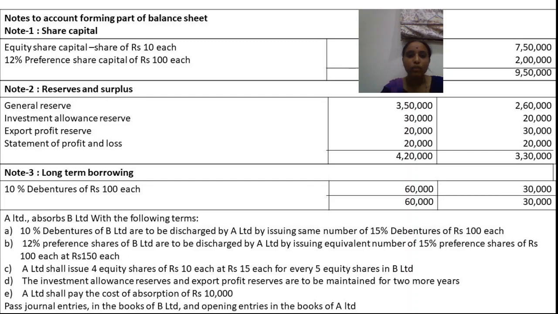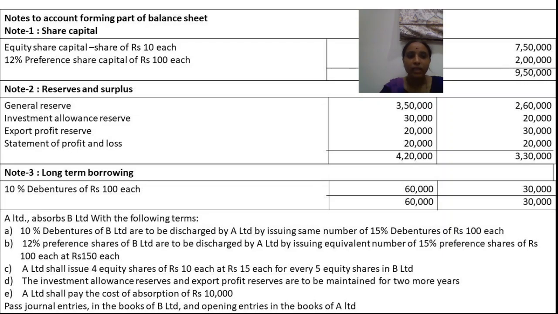So 10% debentures of B company are to be discharged by A Limited by issuing the same number of 15% debentures of rupees 100 each. That means A company has to provide its 15% debentures of rupees 100 each to B company. That is point A. Next, coming to point B, 12% preference shares of B Limited are to be discharged by A Limited by issuing an equivalent number of 15% preference shares of rupees 100 each, at rupees 150 each.